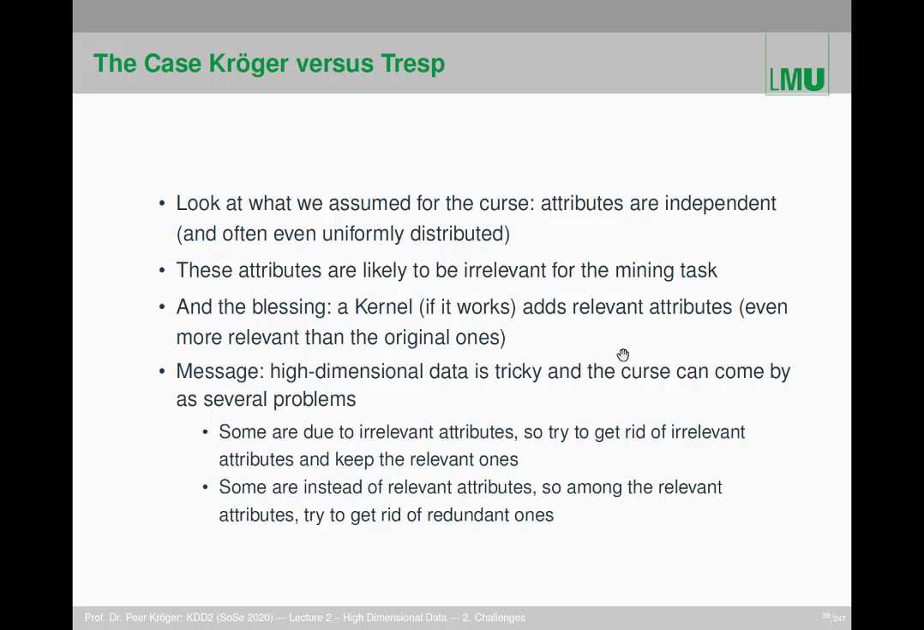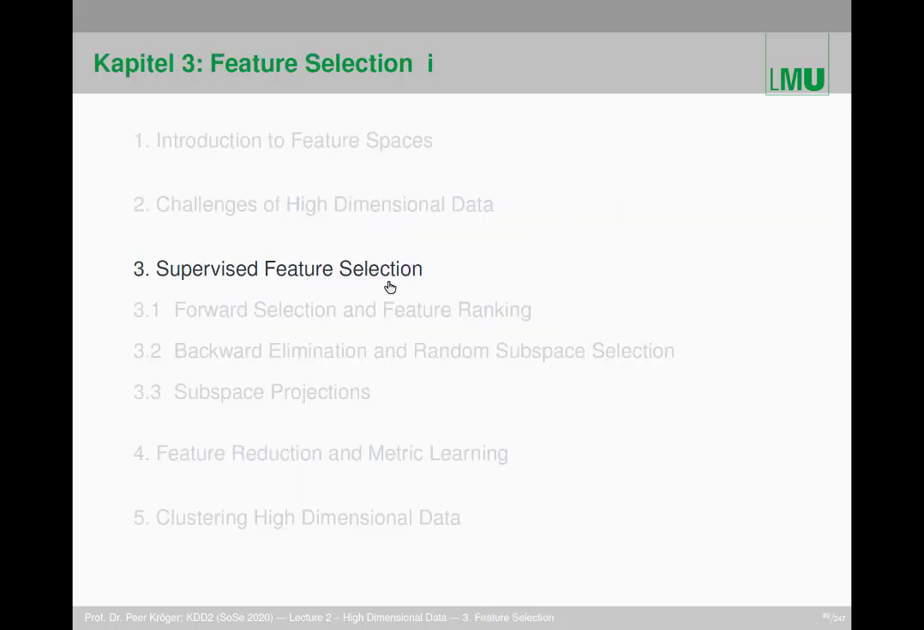Among the relevant attributes, try to get rid of the redundant ones. If you have redundant attributes, they of course dominate or tend to dominate the rest. So you want to get rid of those two types of attributes: the irrelevant ones and the redundant ones. And we will take care of these two things in the next subsection, supervised feature selection, and also later on in feature reduction and clustering high dimensional data. And that is coming up next week.